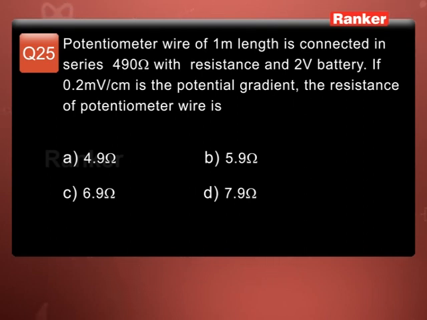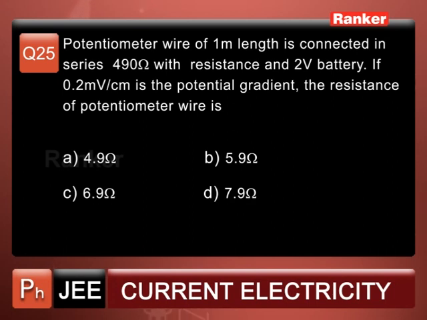That means a potentiometer wire of length 1 meter is given. It is connected in series with 490 ohm resistance and a battery of 2 volt. If 0.2 millivolt per centimeter is the potential gradient, what is the resistance of the potentiometer wire?